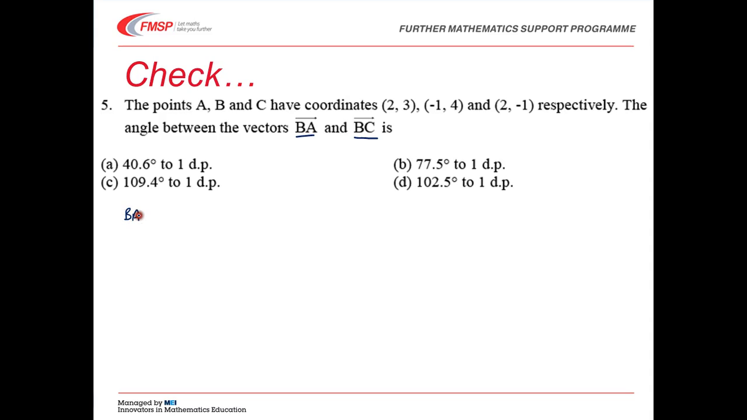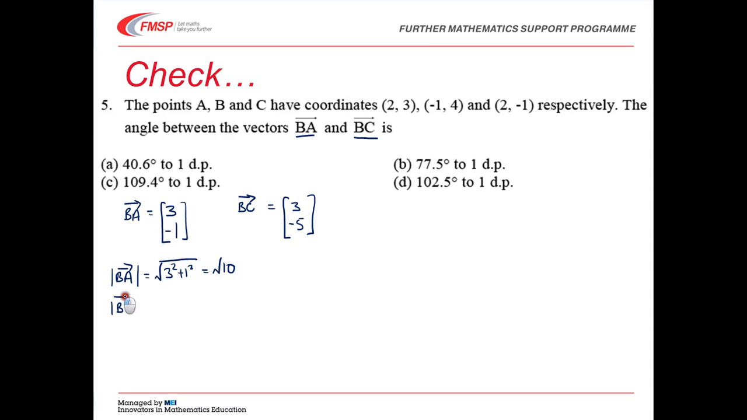So BA, not AB, I'm going from B to A. That's minus 1 to 2 is 3, and from 4 to minus 3 is minus 1. The vector BC, that's going from B to C. Minus 1 to 2 is 3, and 4 to minus 1 is minus 5. Then I need the size of these vectors. So root 3 squared plus 1 squared is root 10. And the size of BC, root 3 squared plus 5 squared, is root 34.